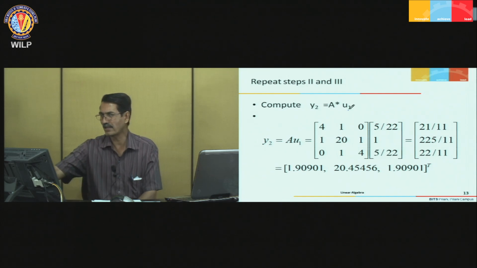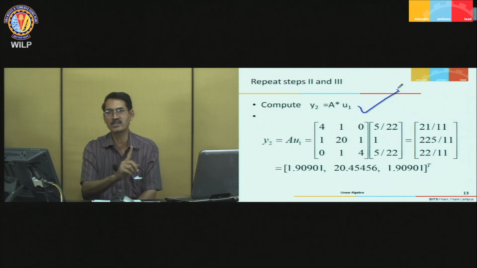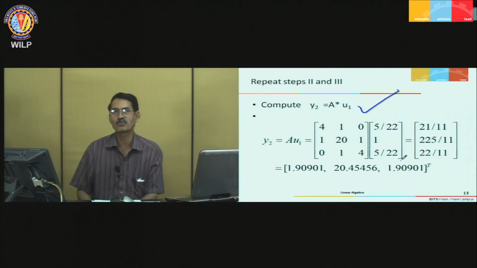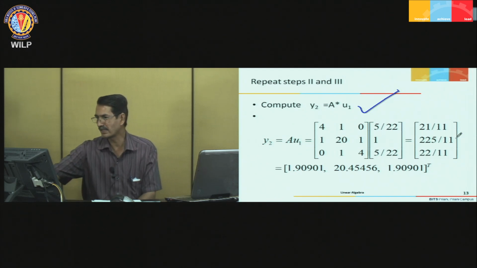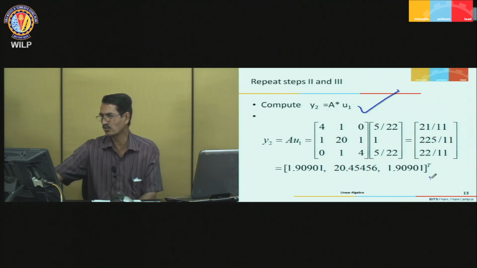So, compute y2 is equal to A into e1, where e1 should always be in the normalized form. Again A into e1, look here, e1 is 5 by 22, 1 and 5 by 22. Multiply, we are going to get 21 by 11, 225 by 11, 22 by 11. If you see this, it is in fact 1.90901, 20.45456, 1.90901 transpose of this.